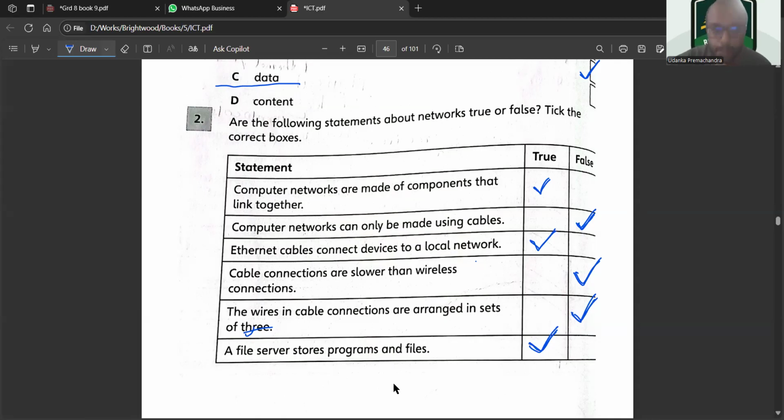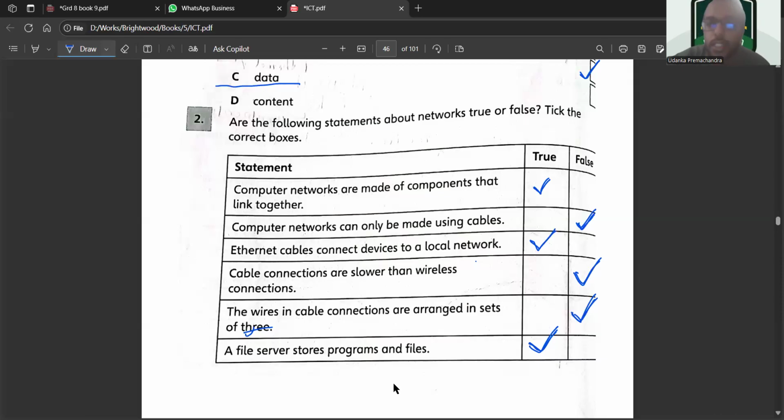Computer networks are made of components that link together. That's true. A computer network can be made only using cables. That is false. Ethernet cable connects devices to a local network. Yeah, that's true. Cable connection is slower than wireless. No, cable connection is faster than wireless, so it's false. The wires in a cable connection are arranged in sets of three. No, it should be a set of four, twisted pair. A file server stores programs and files. Yes, that's right.